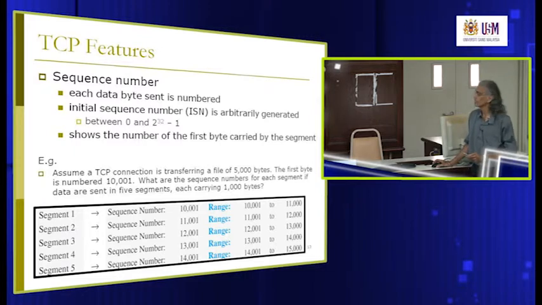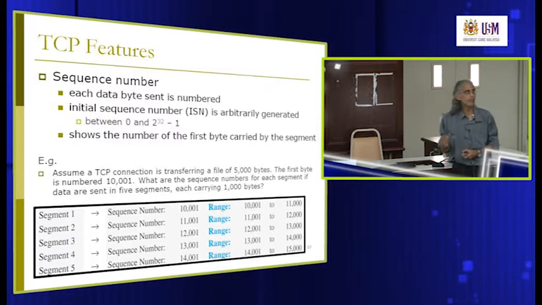Second segment, the sequence number will be 11,001, meaning that it informs that this is the next byte. The byte means that between this number and this number, the 1,000 bytes has been delivered. So the sequence number basically keeps track of how many bytes has been sent by the packets. So it starts with 11,000, that means basically 10,000 plus 1,000. 10,001 is the starting position. We are sending 1,000 bytes in each packet.